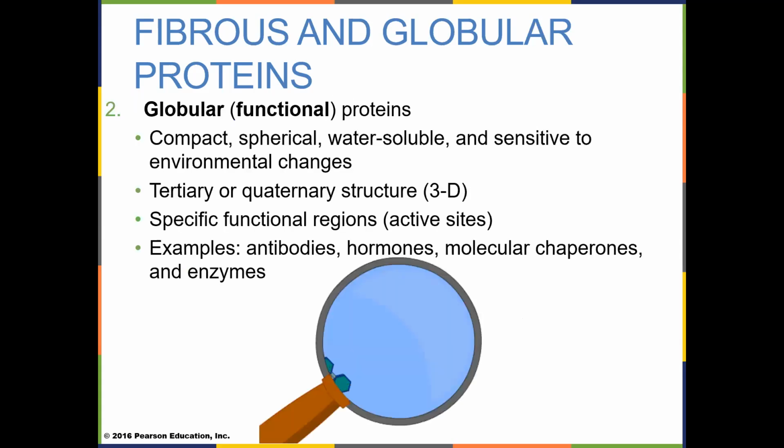Now, the other category, though, are the globular proteins. They're round. They look like a little bubble. They're soluble in water. They are very sensitive to temperature and pH. They have very specific regions on their structure that do things. These are where you really run into the lock and key approach. Your antibodies that are formed when you're exposed to foreign antigens.